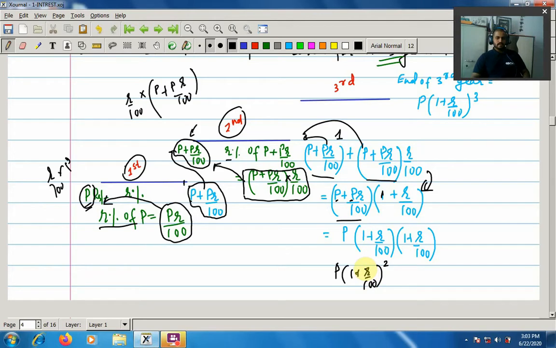Can you guess what will happen for third year? So this power 2 is coming because it is for second year. What will happen for third year?